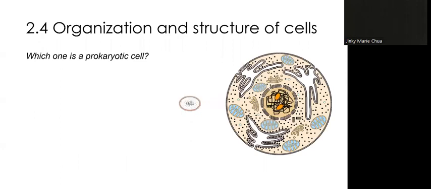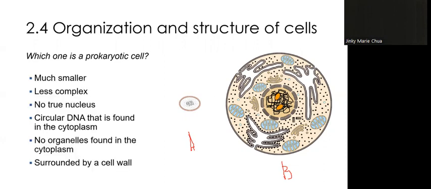So, which one is a prokaryotic cell? Is this A or B? Prokaryotic cells, this is easy to answer, guys. Prokaryotic cells are much smaller than eukaryotic cells. Why? A smaller surface area to volume allows nutrients to easily and quickly reach inner parts of the cell.